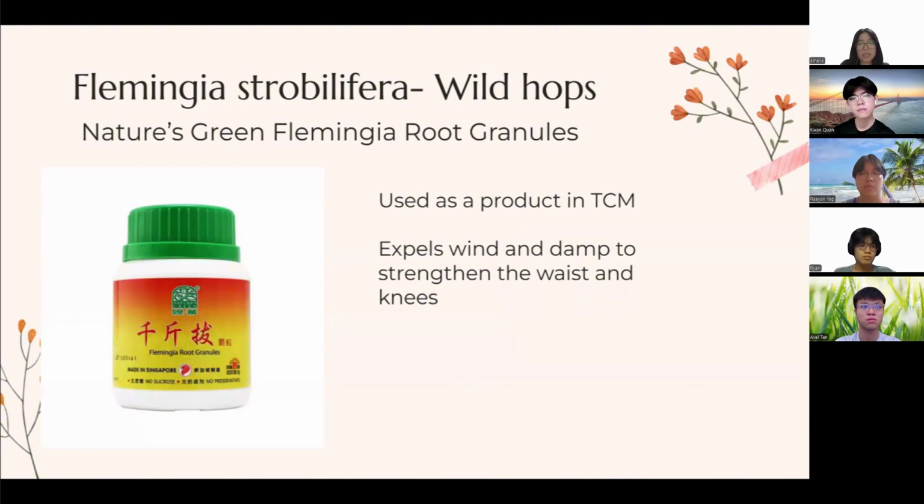Now, I'll be giving you an example of a product that can be made from Flemingia strobilifera. One example would be Nature's Green Flemingia root granules. It is used as a product in traditional Chinese medicine, and its function is that it expels wind and damp to strengthen the waist and knees. Now I'll be passing the time on to Evo.